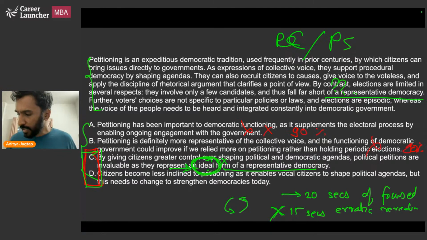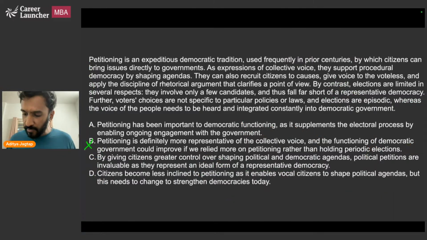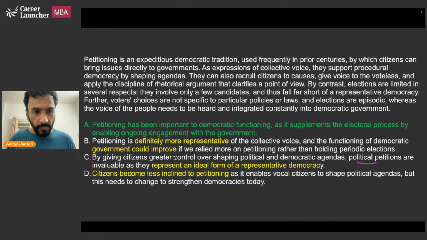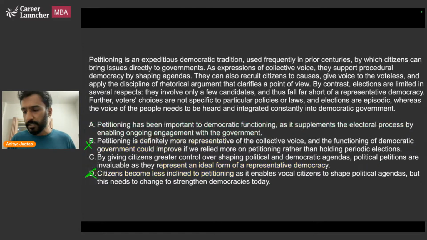And if you remember, in this case, B and D were really easy for us to eliminate, right? It had these words. C had some problematic word as well. And then we had to make a choice. A seems to be the clear choice.